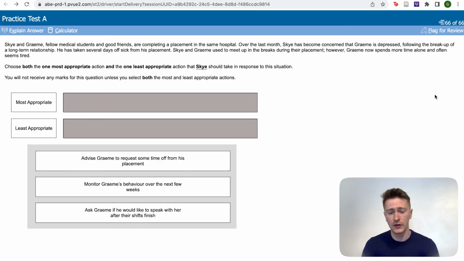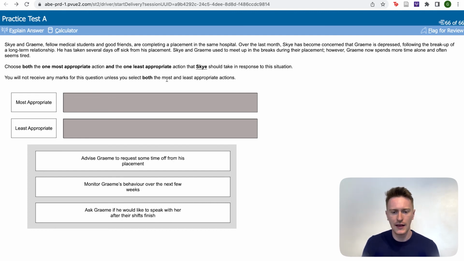And finally, we're moving on to question 66. Now, my computer previously died just as I reached this question, so we've not got the timer anymore, but we would have enough time to answer it anyway. I think we had about just under a minute left. So looking at this, Sky and Graham, they're good friends, they're completing a placement. Graham is depressed following a breakup. Tough.